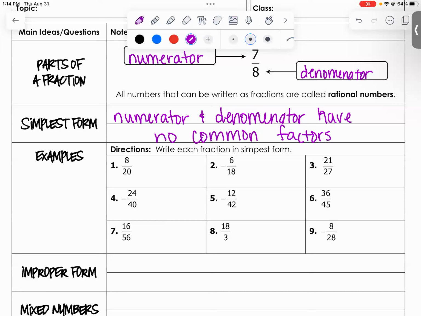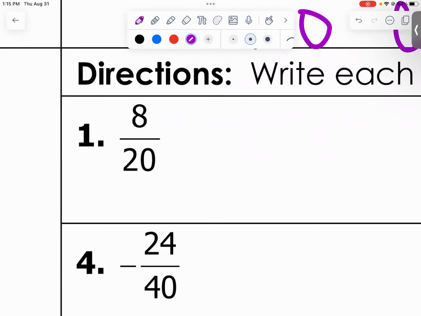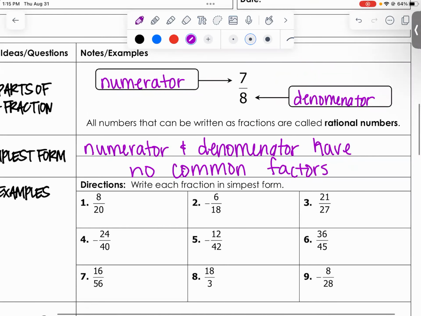Okay. Anytime you give me a fraction for an answer, I need it to be in simplest form. So we're going to look here at number 1. We need to decide if our numerator and denominator share a number they can both be divided by.